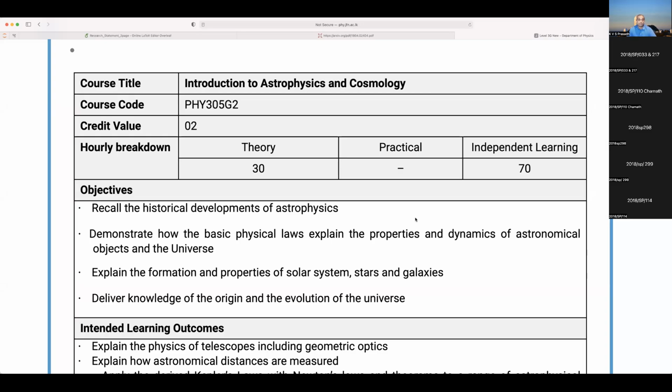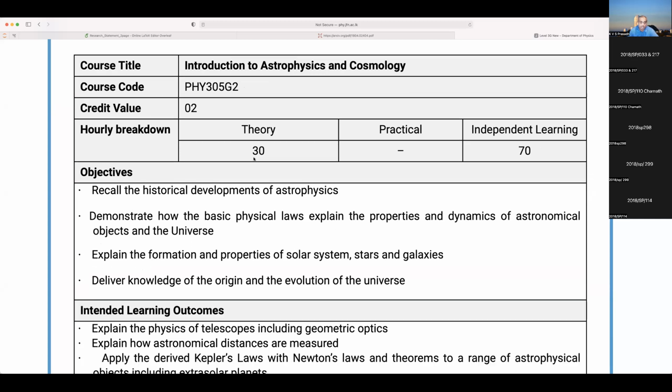Right. Now, this is the course that I will be teaching for you, Introduction to Astrophysics and Cosmology. And the course code is PHY305G2. And I guess you know about these details, right? And this is taken from your website.